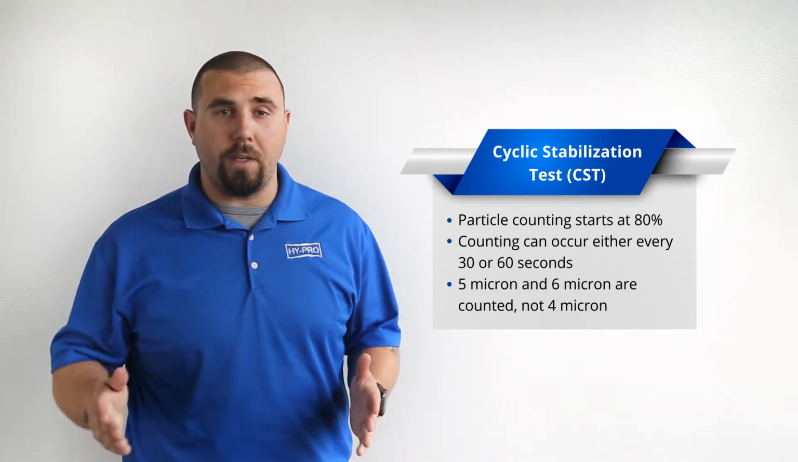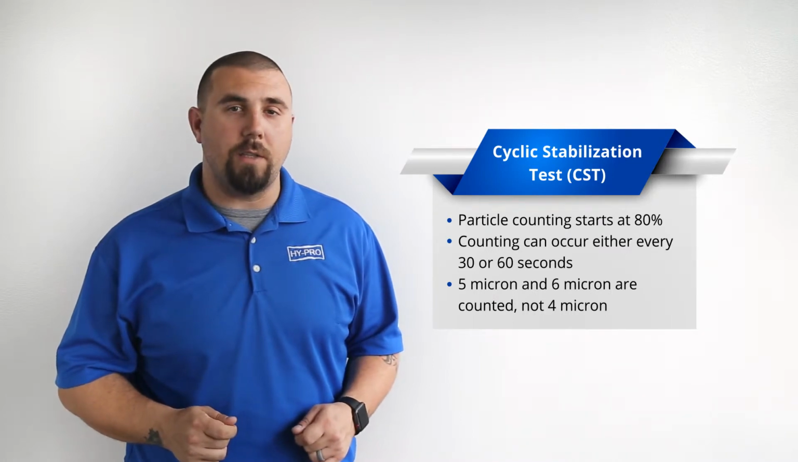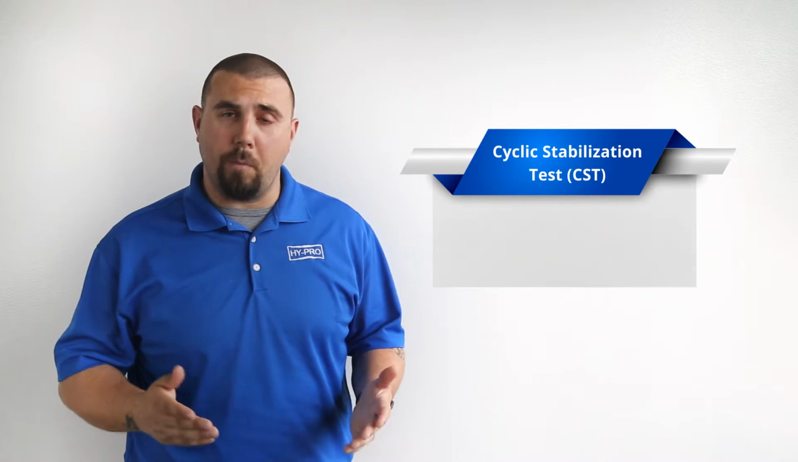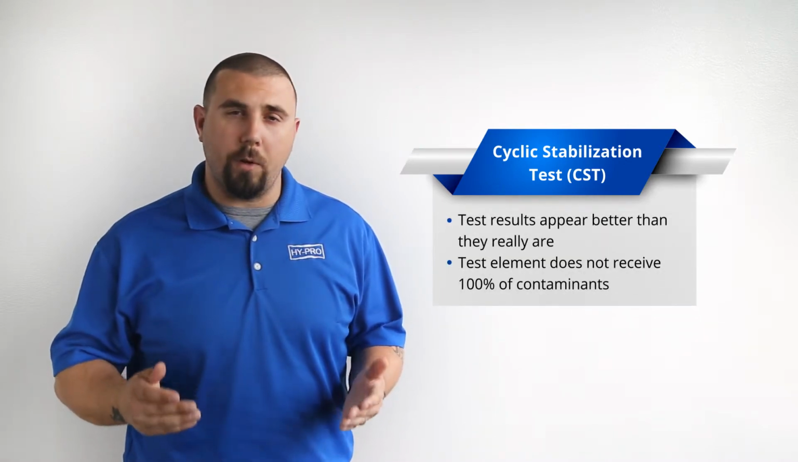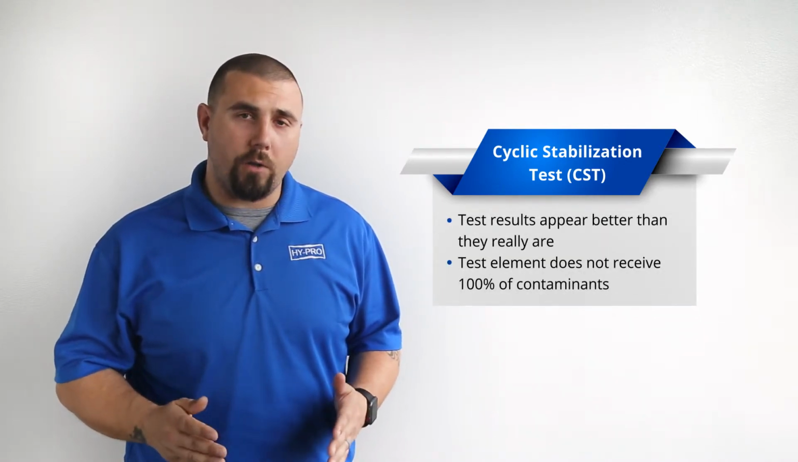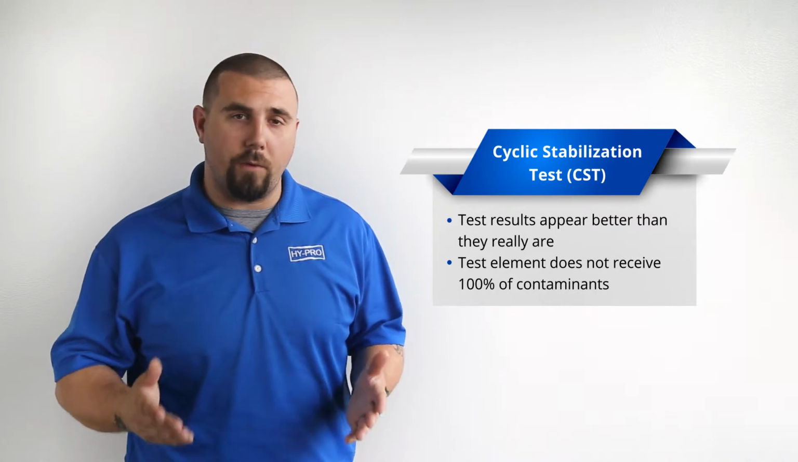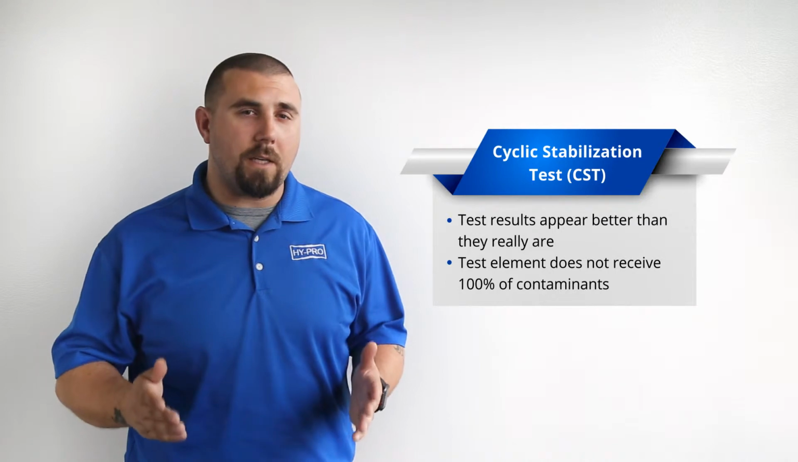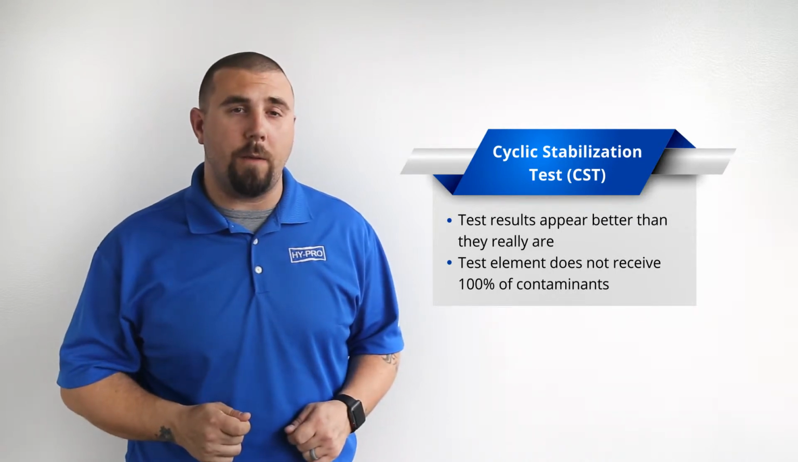Some other important things to remember about cyclic stabilization testing is that by omitting the first 80% of the filter's life and averaging the beta ratio, test results will appear better than they actually are. Also, this test uses the same method of flow rate change as ISO CD 23369, which means that the test element is not receiving 100% of the contaminants during the entire duration of testing.